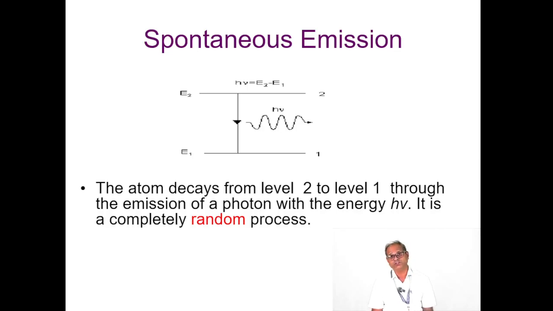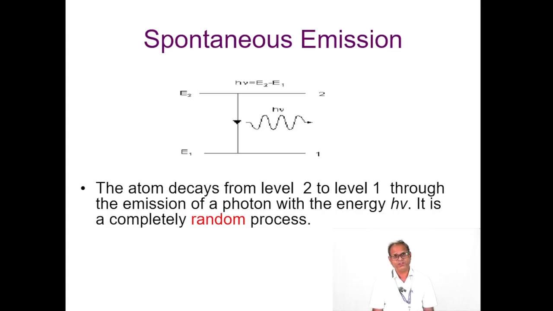That light is a spontaneous emission. So the ordinary light is produced with the help of only this process, which is spontaneous emission. So the atom will decay from the higher energy level to the lower energy level by the emission of a photon, and this emission is a random process, which is nothing but spontaneous emission.